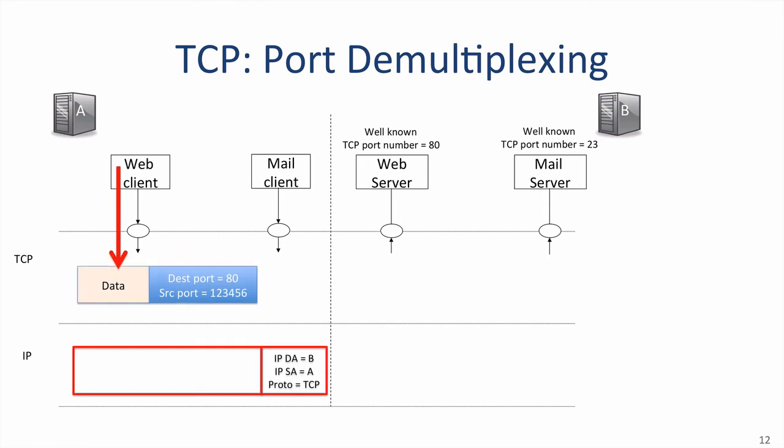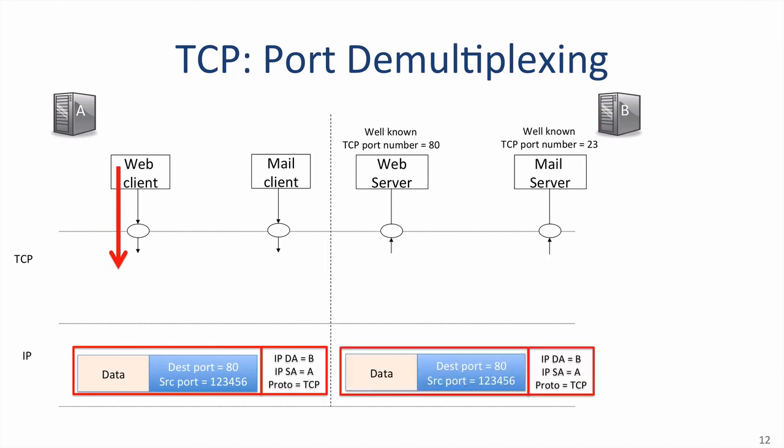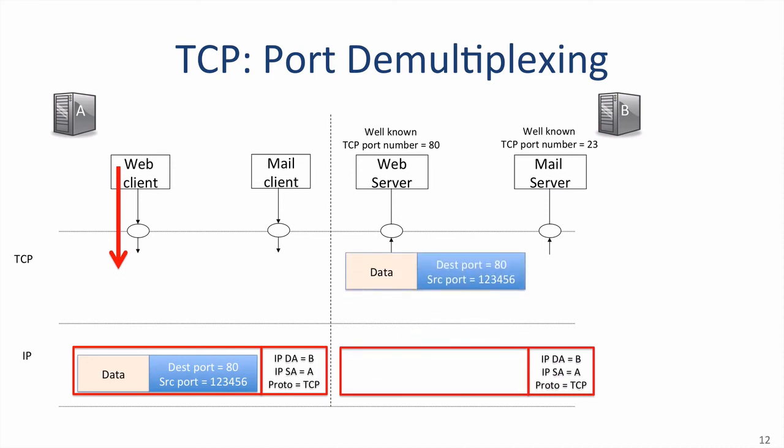As usual, the TCP segment is encapsulated into an IP datagram and sent to B. The IP and TCP headers carry the unique ID of the TCP connection internet-wide. When the IP datagram arrives at B, the TCP segment is removed. The TCP layer sees that the segment is for port 80 and sends the data to the web server.